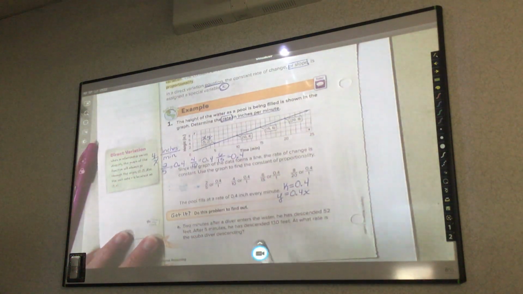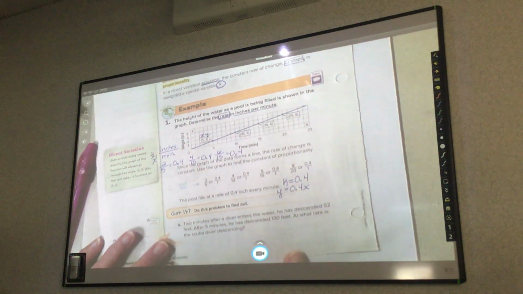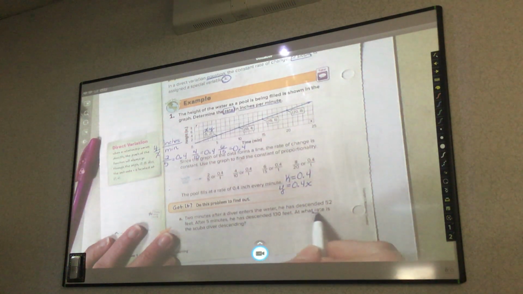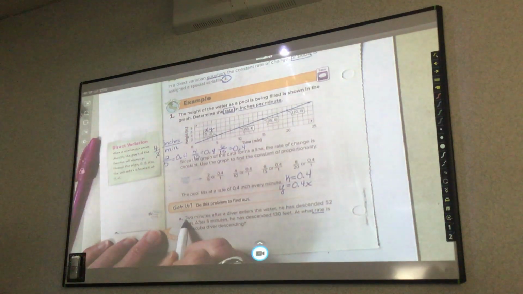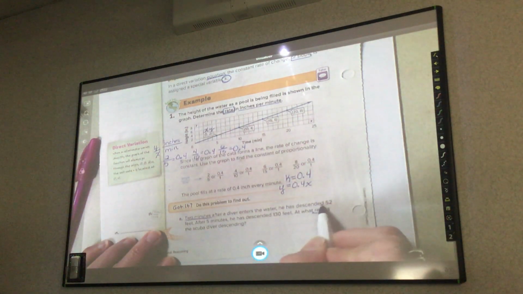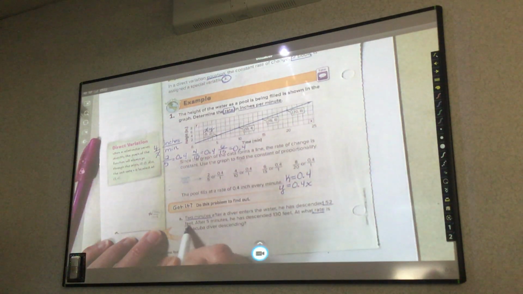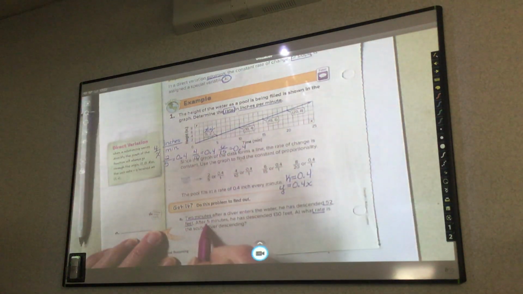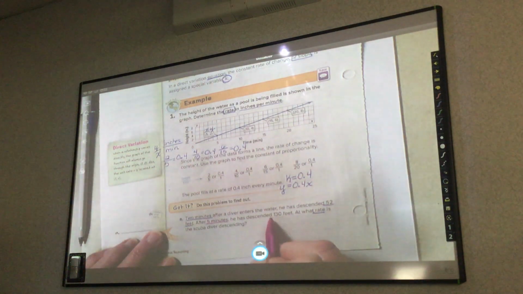So now we have 2 minutes after a diver enters the water, he has descended 52 feet. After 5 minutes, he has descended 130 feet. At what rate is a scuba diver descending? I want to know the rate. So I've got 2 minutes. He's descended 52 feet. After 5 minutes, 5 minutes was 130 feet.